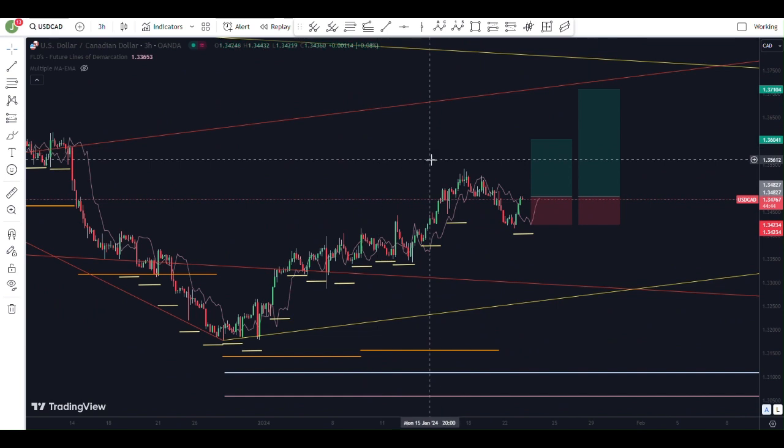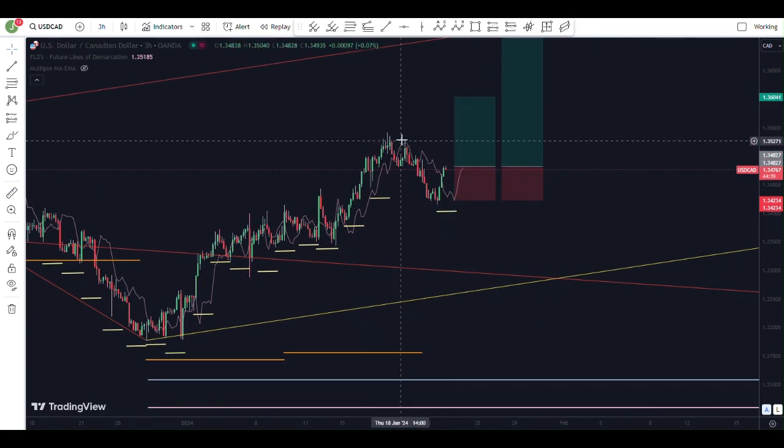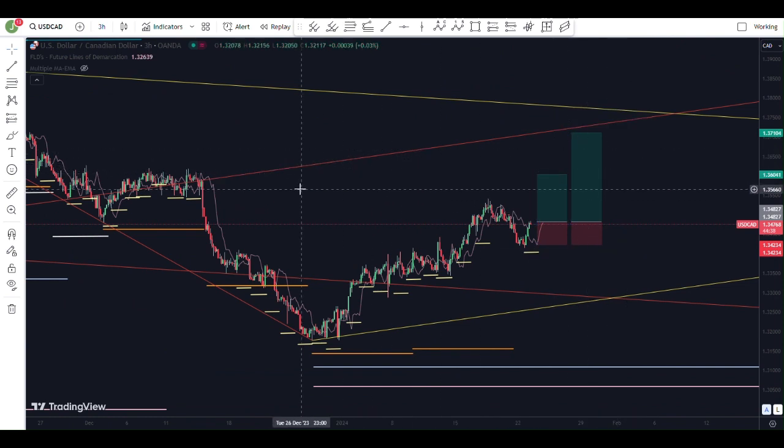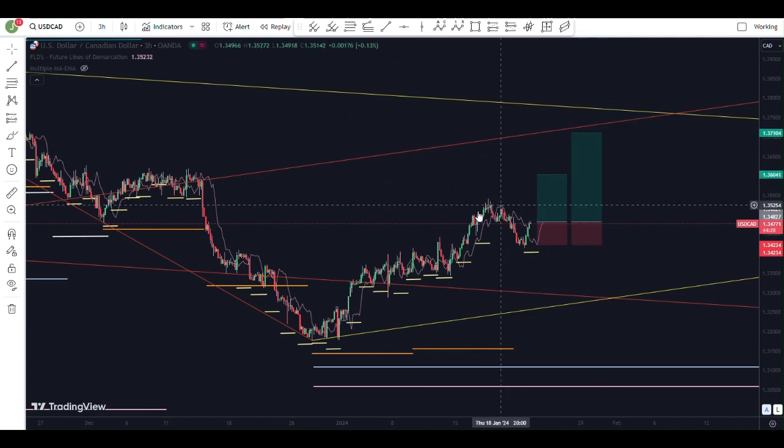As I've mentioned in my prior videos, I'm going to take half at 2-to-1. The other half, I'm actually going to leave for this longer term median line set. And this will come in at about 3.84 to 1. And this one is 2.05 to 1.